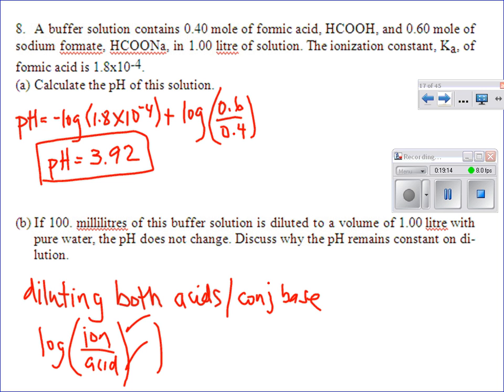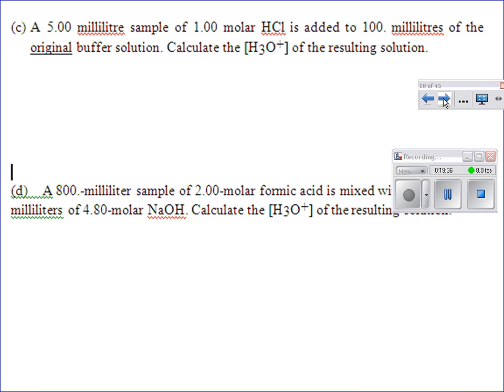Now, any other solution you diluted, it's going to change the pH because there's usually only one thing contributing to the pH, like a weak acid. Weak acid, put water in it, it's going to get higher in pH. Okay? Hydrolysis, put water in the salt, pH is going to change depending upon if it's a basic or acidic salt, whatever direction. Okay? Okay, keep going.